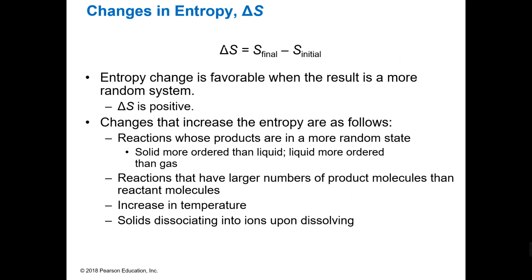So again, changes in entropy, it's just going to be like every delta we've had before. Delta T is final minus initial. Delta H, final minus initial. Delta S, same thing, final minus initial.